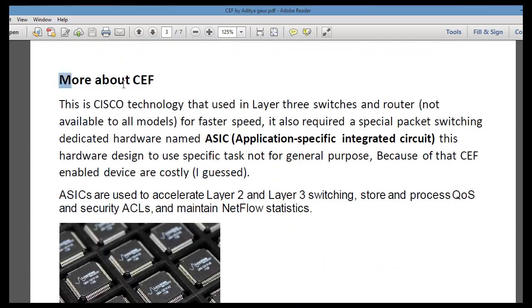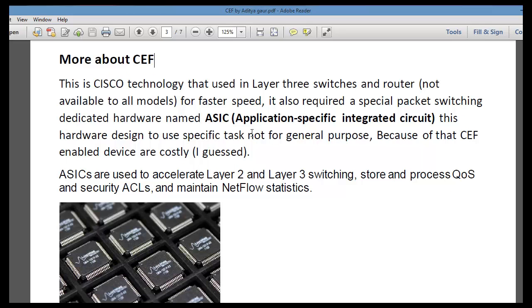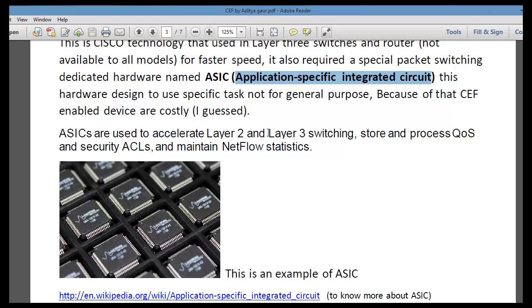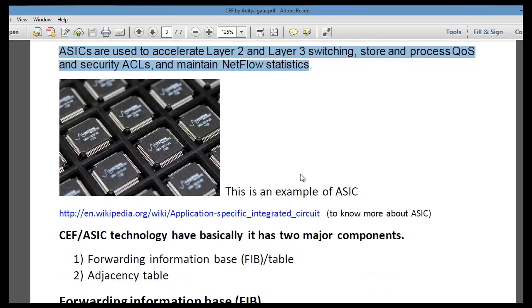You can go through and discuss a lot about Cisco Express Forwarding, since this is a document I have created for you people, so I'm not going to go through it line by line. Yes, you need to understand that Cisco Express Forwarding uses specific hardware known as application specific integrated circuit. ASICs are used to accelerate layer 2 and layer 3 switching, process QoS, security, ACL, and maintain NetFlow statistics. So this is a typical example of that particular hardware.